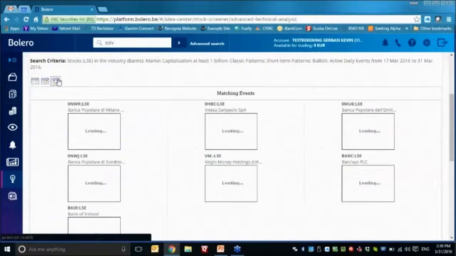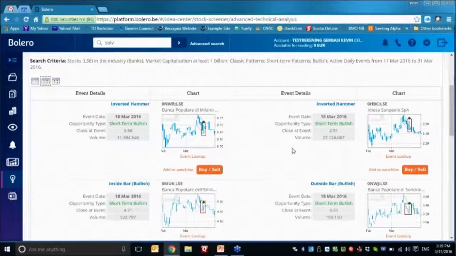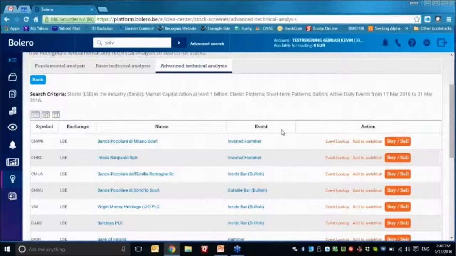Many technical traders are very focused on the charts, so you can have what's called the chart view, just look at a bunch of charts. Or this is called the detailed view, where you can see the chart plus what's called the event block for everyone. Or the standard view is that more text-based one that I showed you like this. So another way of getting some trade ideas every day is by using the advanced technical analysis screener.